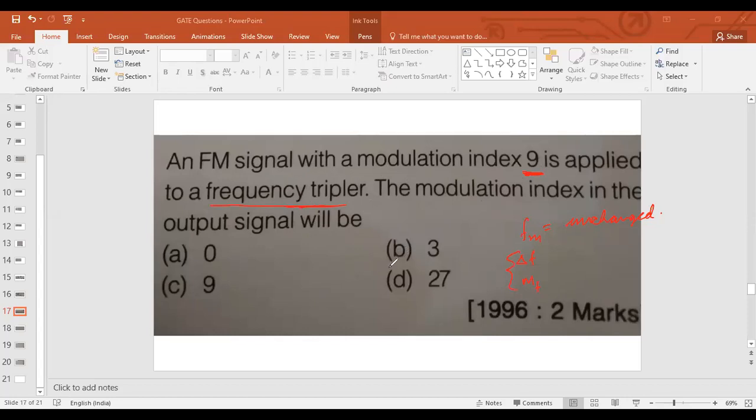Answer will be 3, sir? What is meant by tripler? So, 3 times. Tripler means 3 times the frequency. It is written here, frequency tripler.